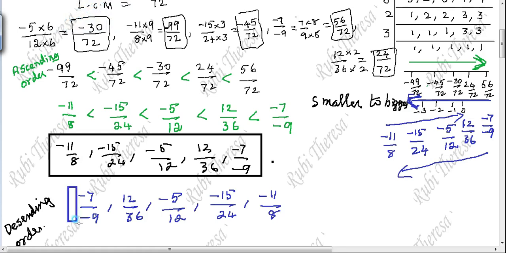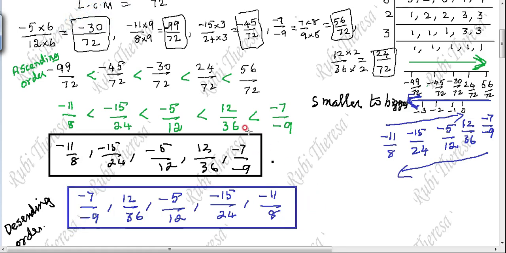Because this is the same problem. Isn't it? This is the same problem. So no need to do this again. So now you have got ascending. Just if you write in reverse, then you will get the descending order.